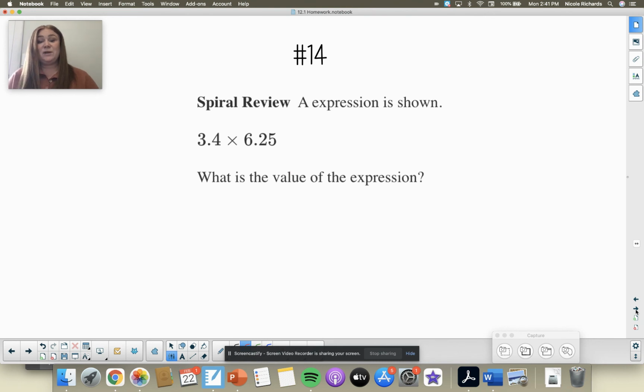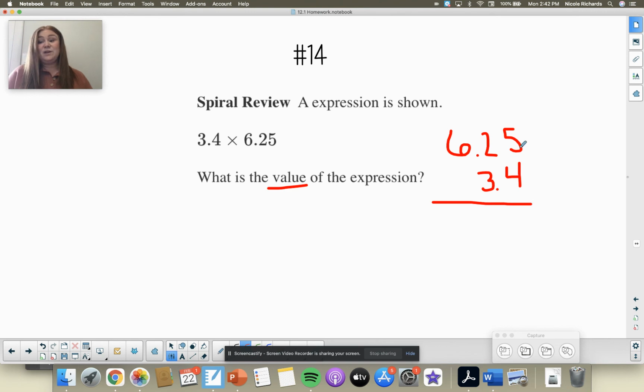All right, and number 14 has 3.4 times 6.25. It just wants to know the value, so we're going to multiply. If I were multiplying, I would put 6.25 on the top, even though it was listed second, because it's going to be a lot easier to multiply by 3.4 because it only has 2 digits. So after you multiply, don't forget your placeholder.